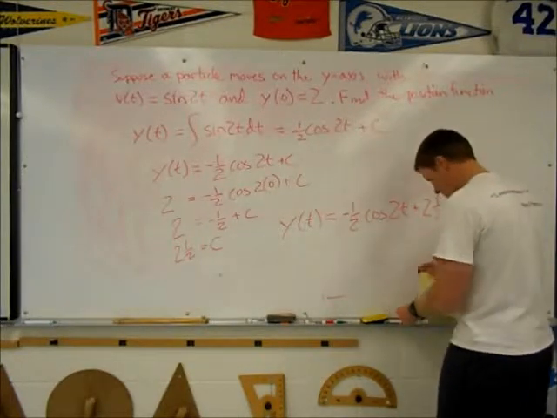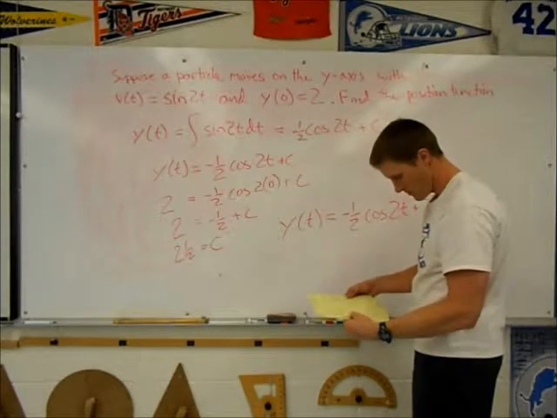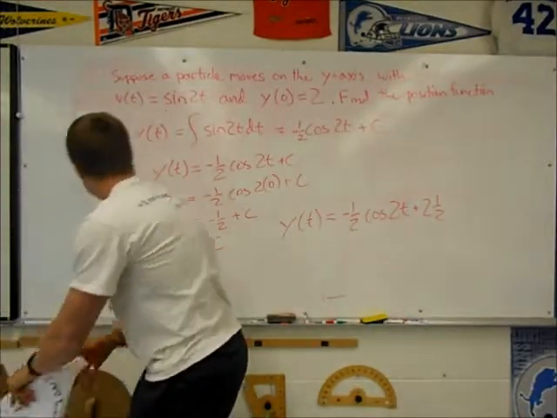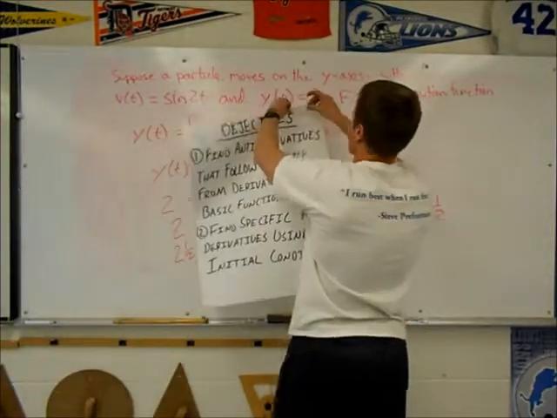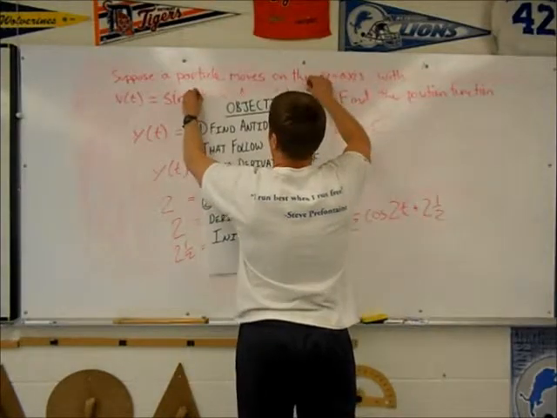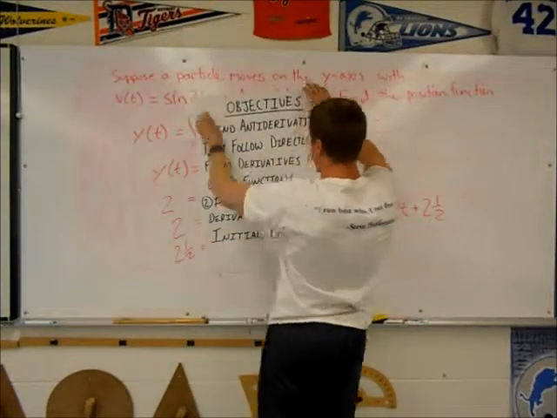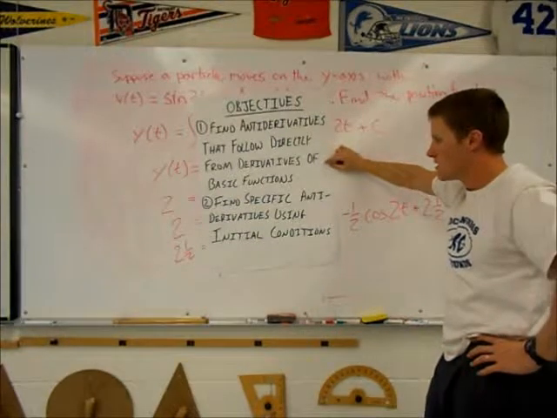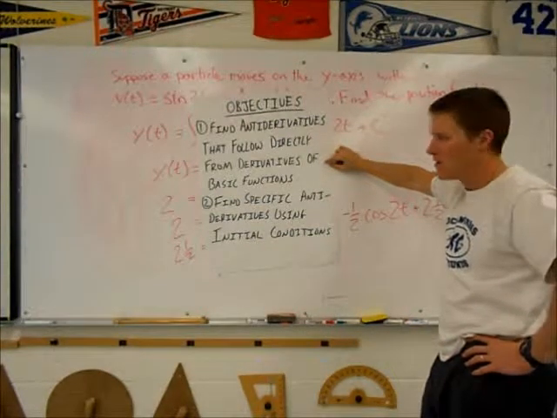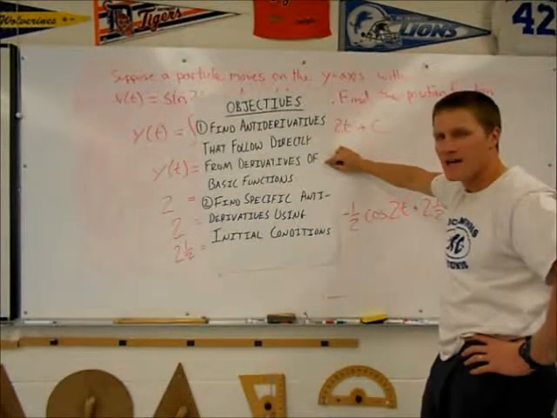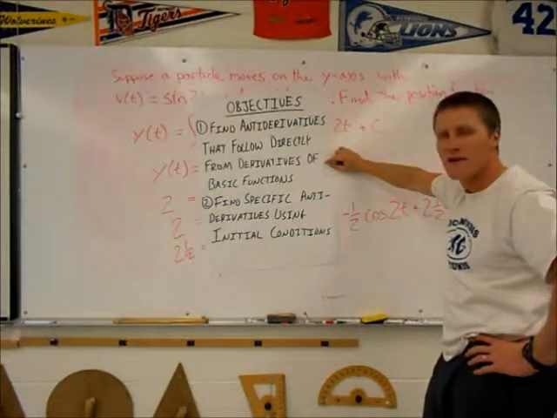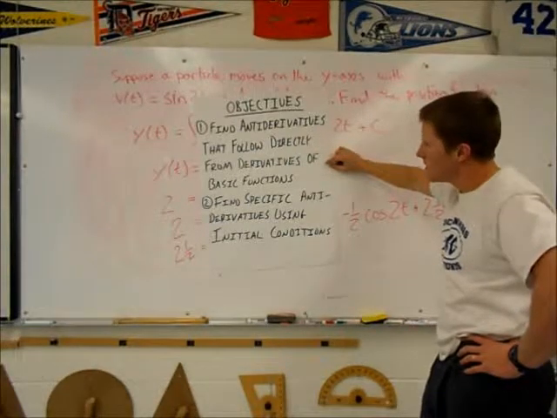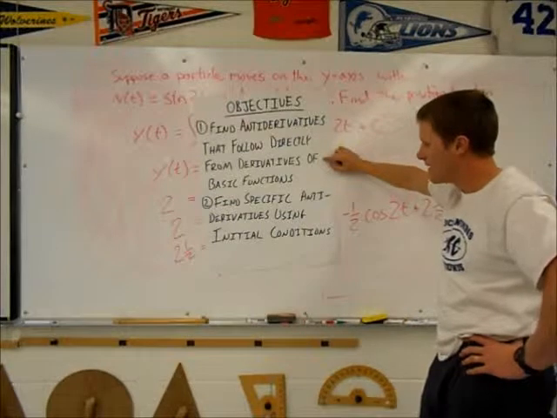That is the lesson. Let's review a little bit. 2 objectives. Find antiderivatives that follow directly from derivatives of basic functions. Rate yourself on that one. Let's go a scale of 1 to 10. 10 being you know it perfectly. 1 being like you have no clue. I'd like to know where you're at that.